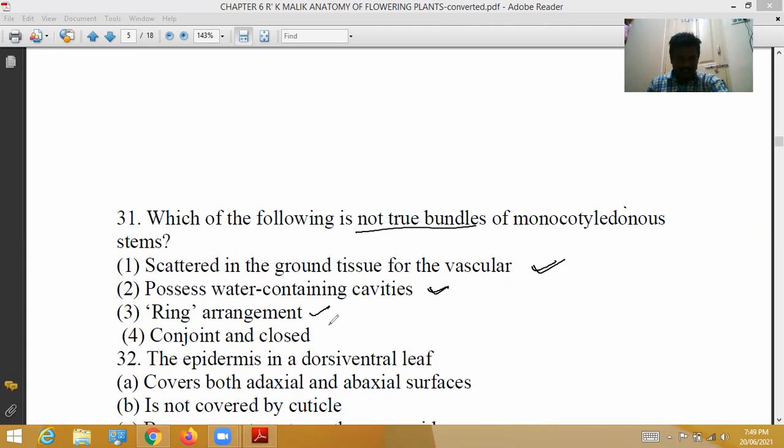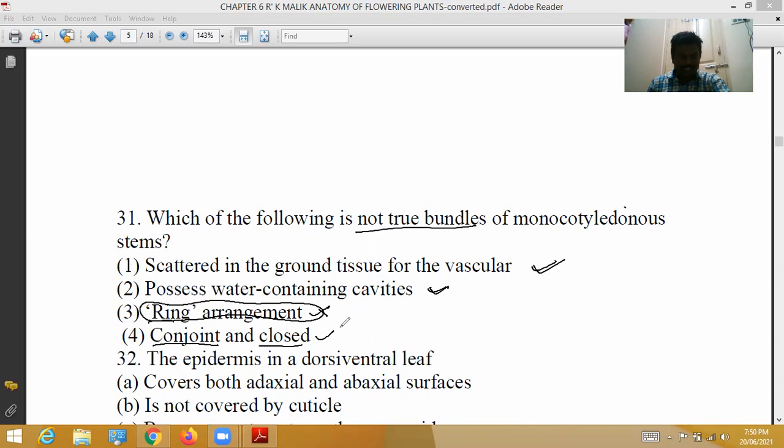Ring arrangement, and conjoint and closed. In these options, ring arrangement is not true for the vascular bundles. So ring arrangement is the wrong option. Vascular bundles are scattered in the ground tissue, not in a ring arrangement. Generally, in the monocotyledonous stem, the vascular bundles are conjoint and closed.